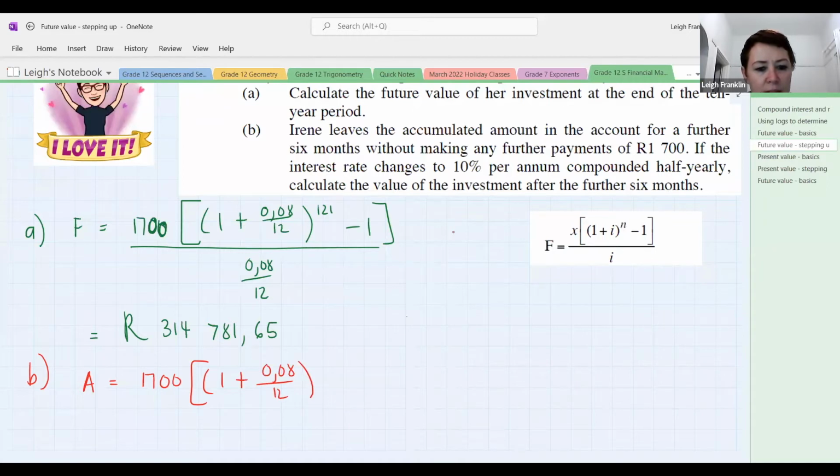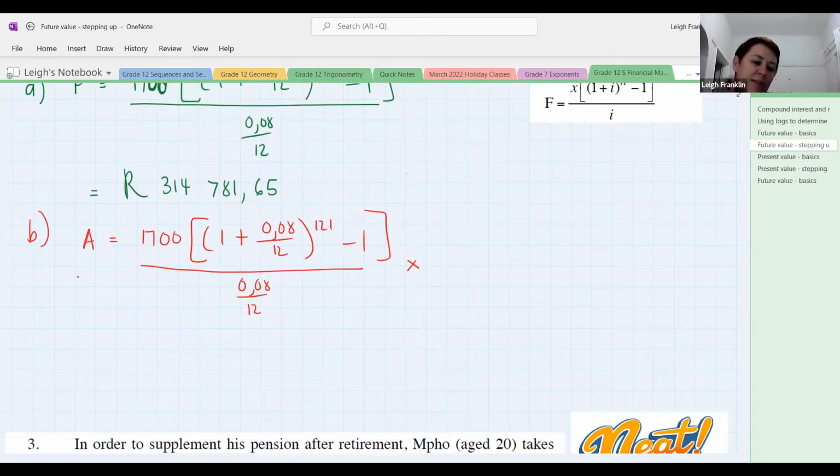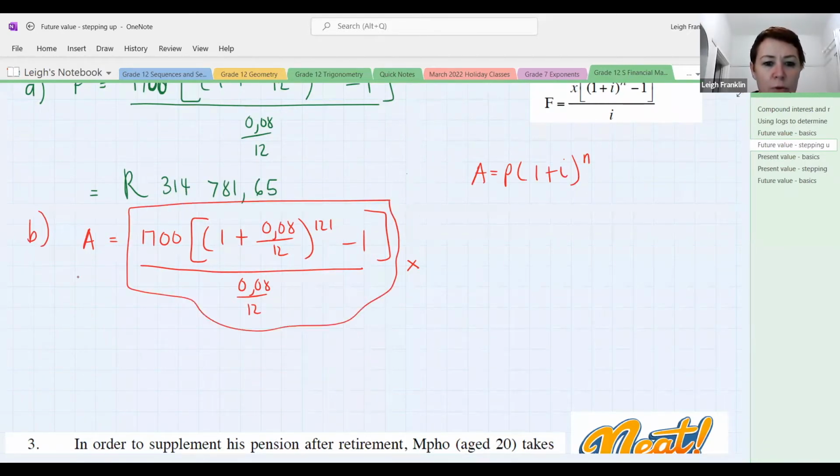although I suppose this is a bit more writing, isn't it? Either way, it doesn't really matter. Over 0,08 over 12. And what we can do here is multiply that. So that is basically like our P value, all right? In A equals P(1 plus i) to the power of n. So this bit over here, our future value, basically functions as our P now. And then we've got our bracket, 1 plus our interest rate. The interest rate changes, and it's changed to how much in this case? Let's go and have a look.